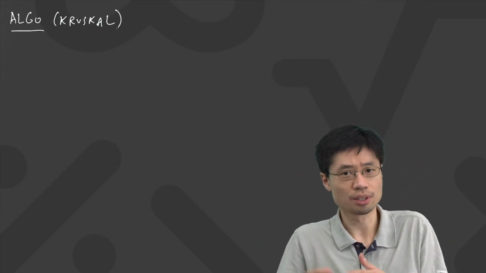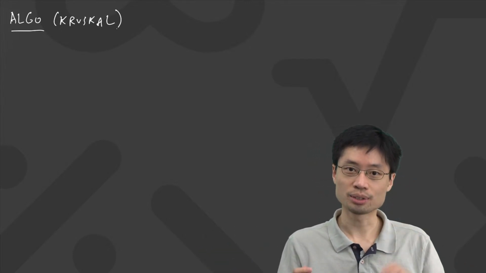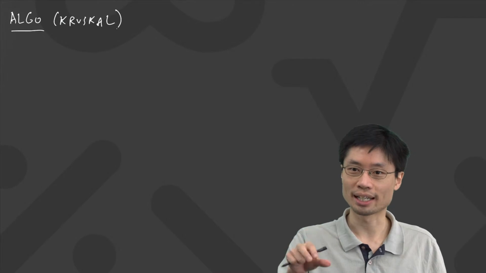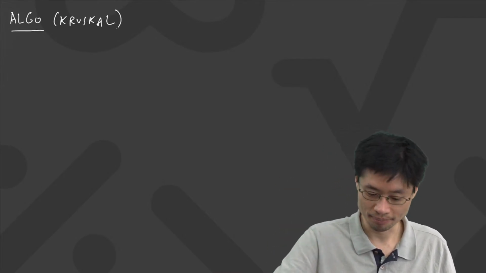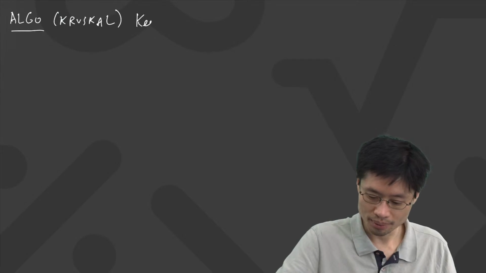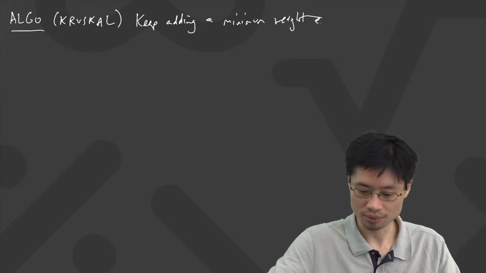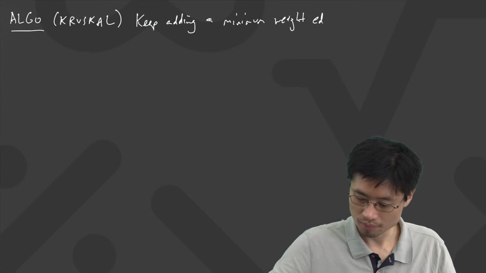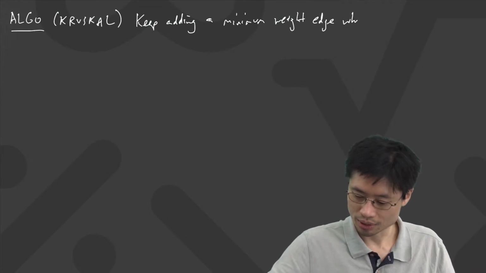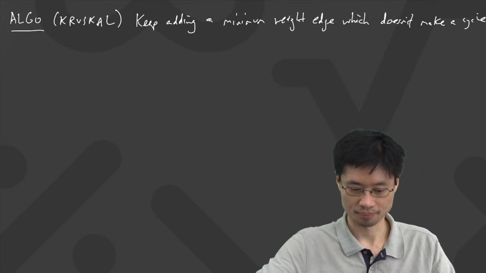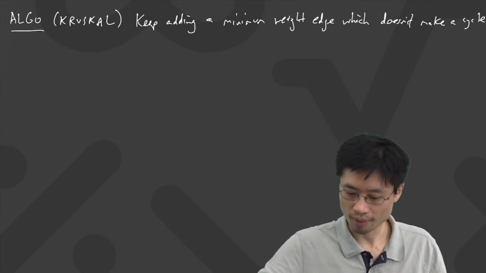What you do is you start with all of the vertices. Yes, you have all the vertices. And what you do is you just keep adding the minimum weight edge, or a minimum weight edge. If there's a tie, just pick one. So keep adding a minimum weight edge, which doesn't make a cycle. So that makes sense, right?